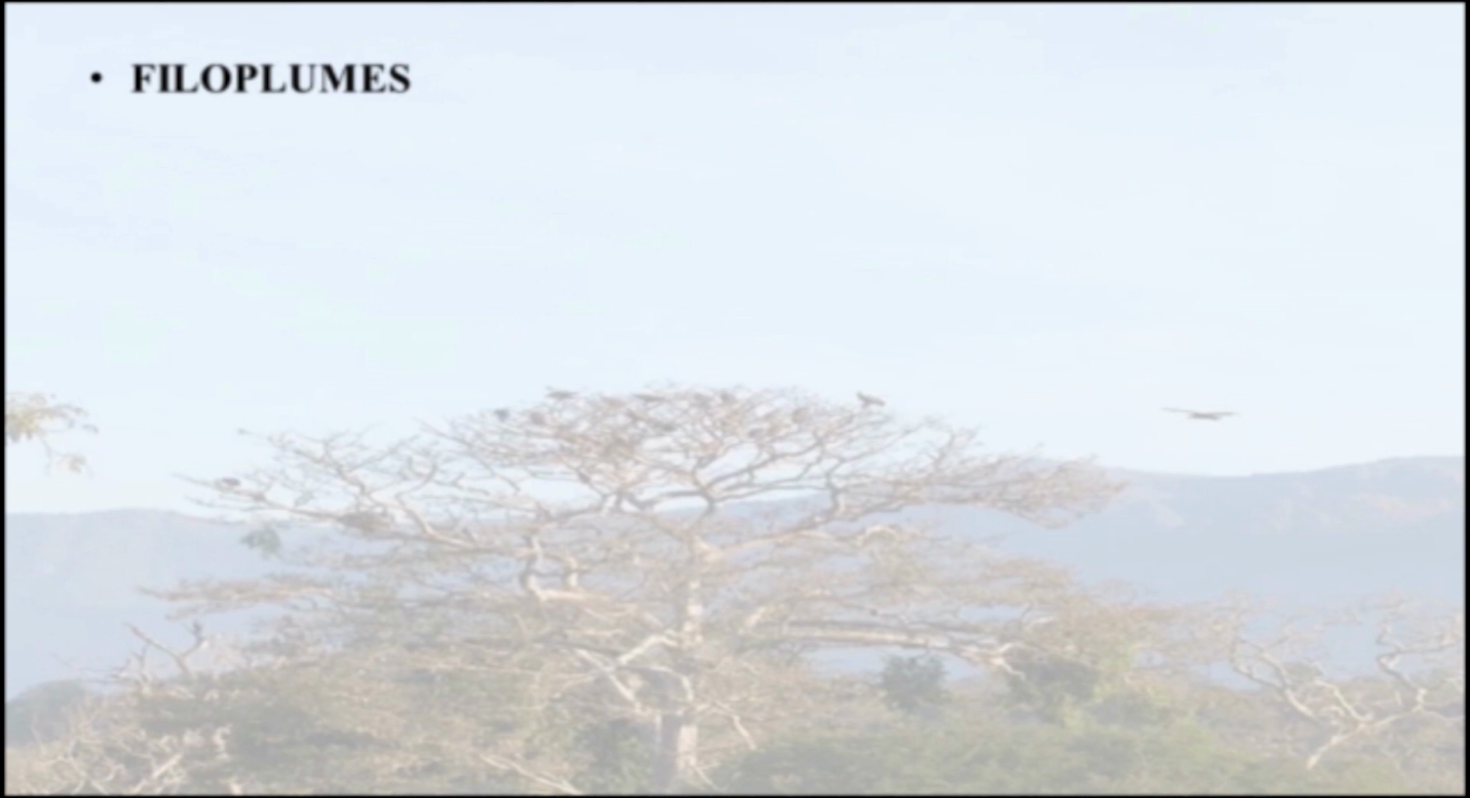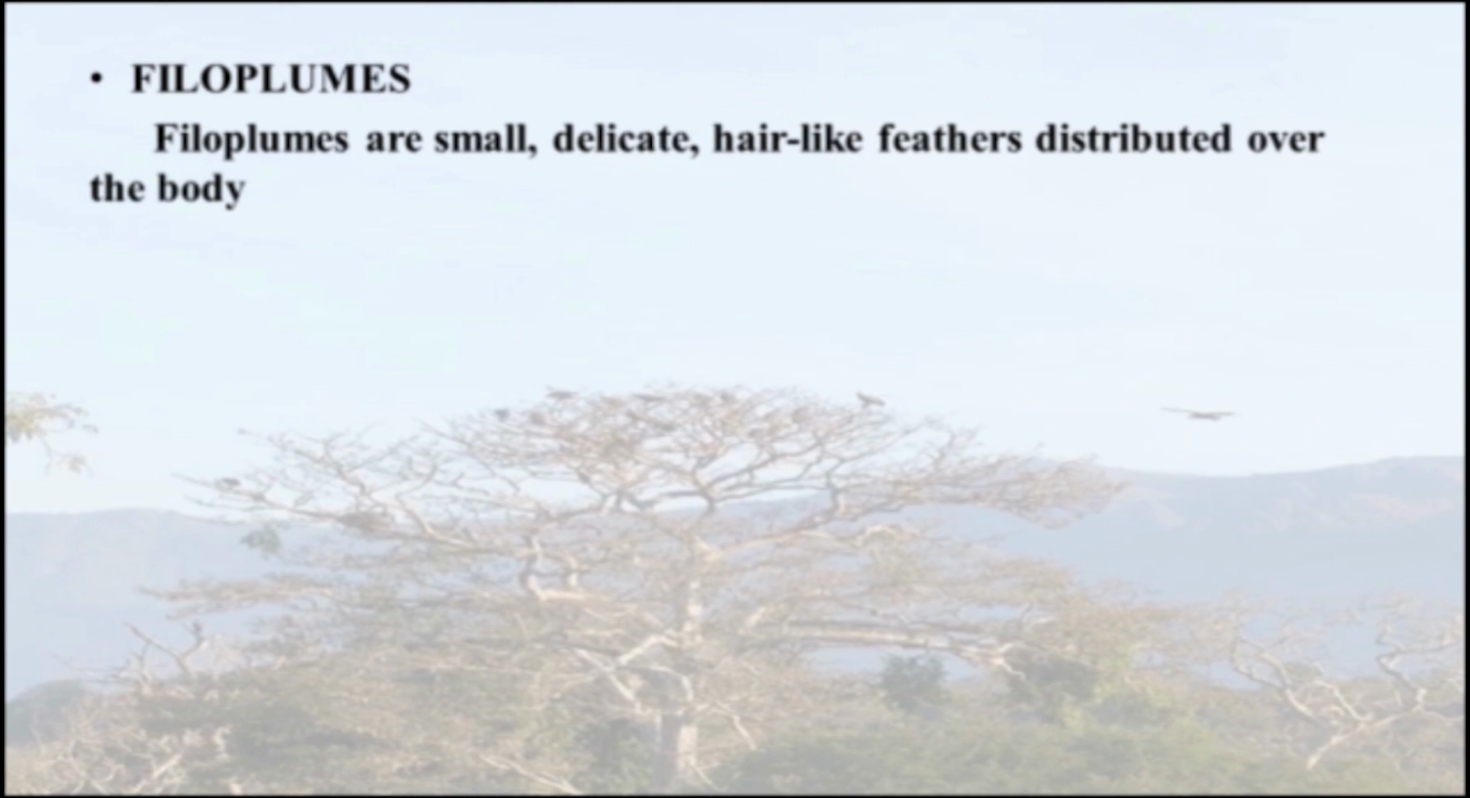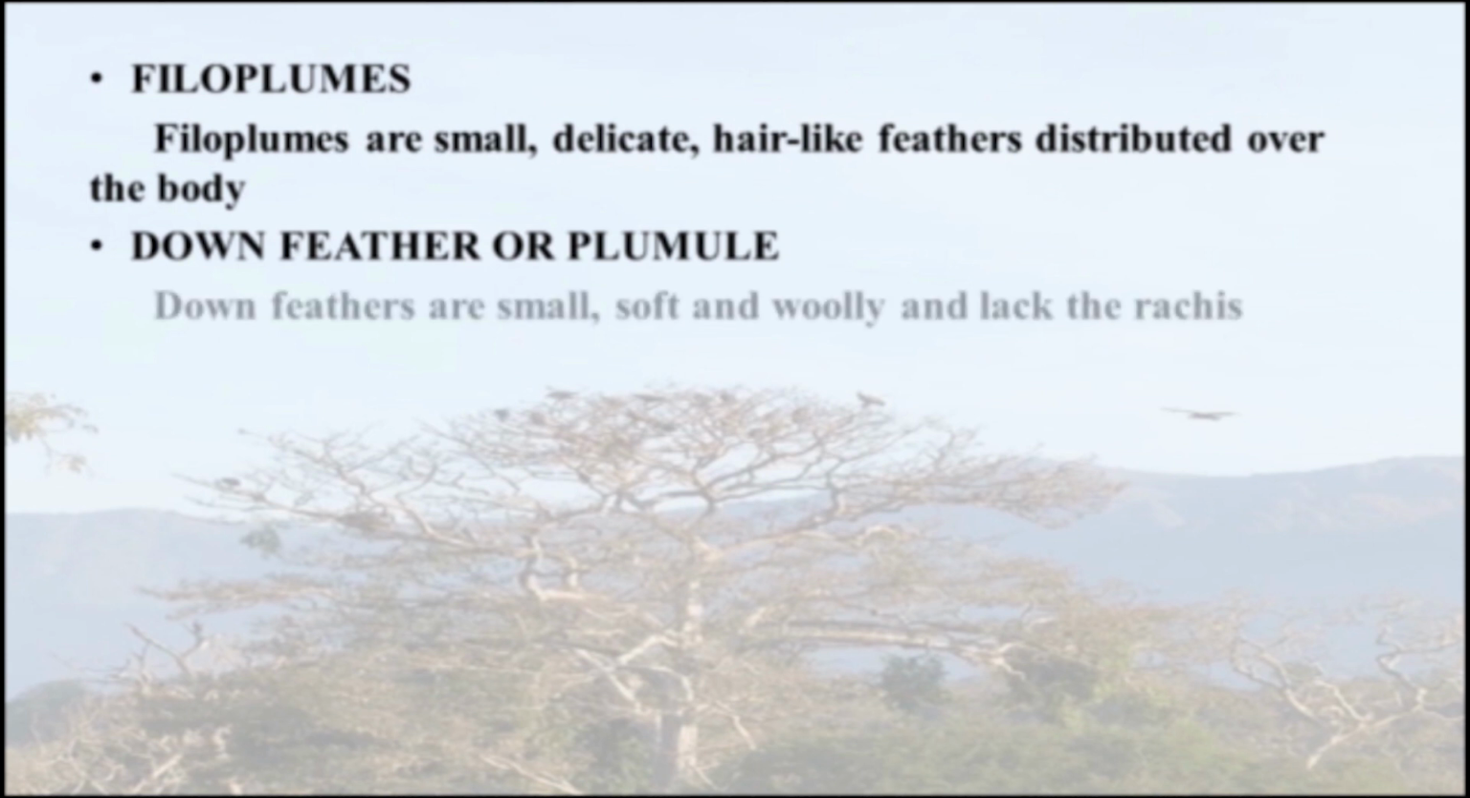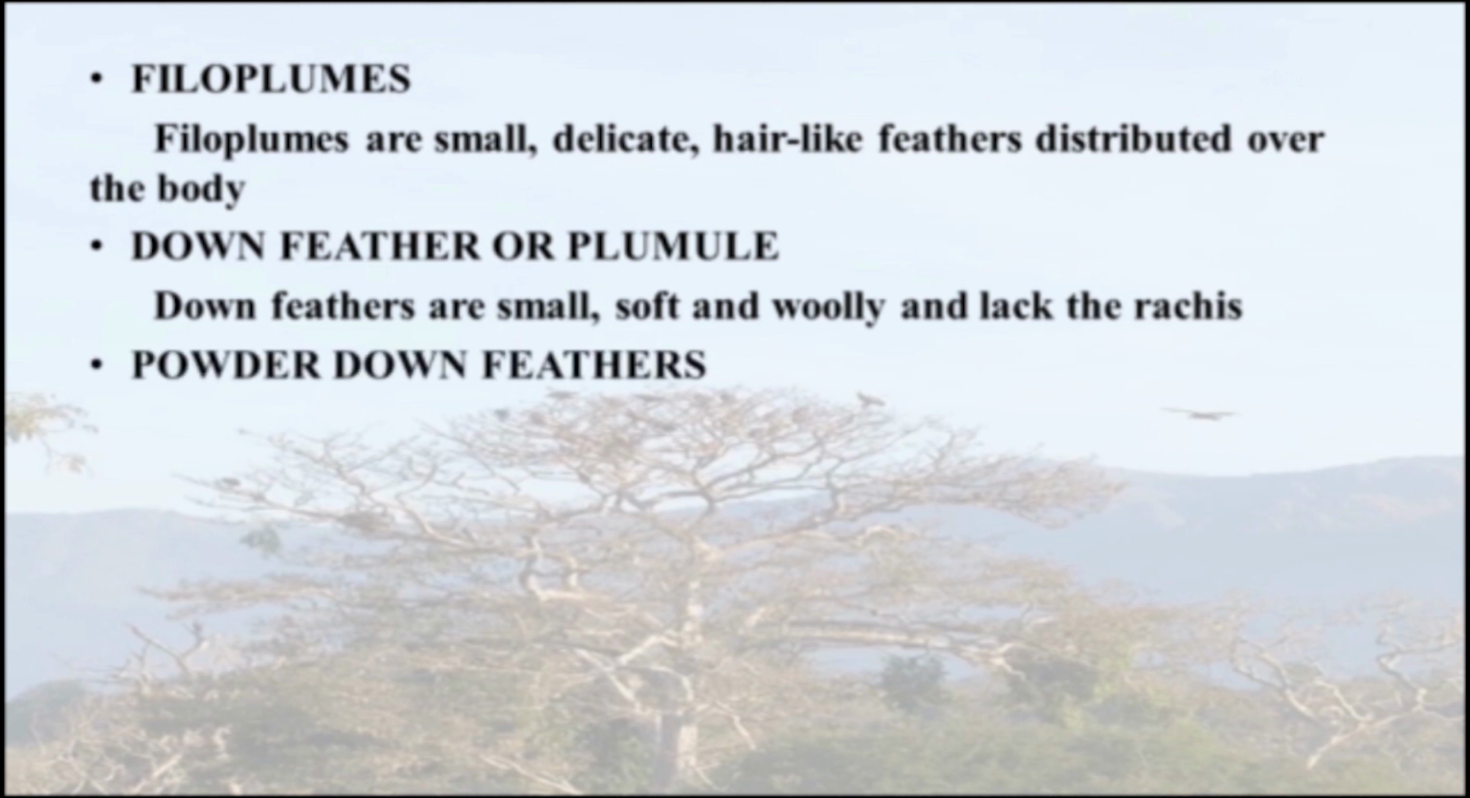Next type of feather is phyloplumes. The phyloplumes are small, delicate, hair-like feathers which are distributed over the body. Down feather or plumule. The down feathers are small, soft and woolly and lack the rachis but have a short calamus.